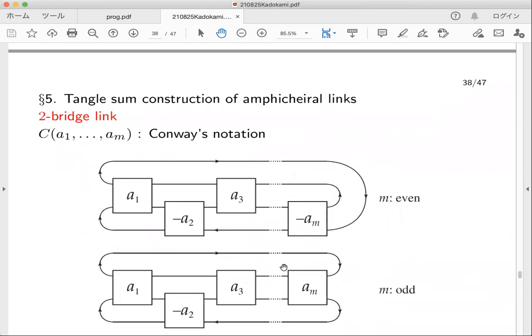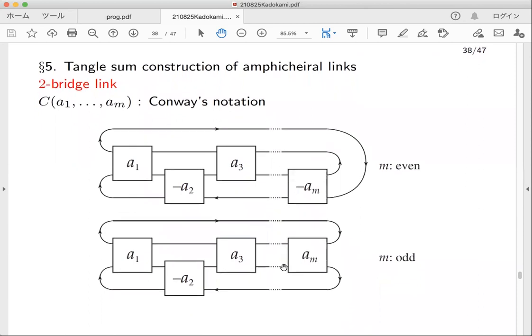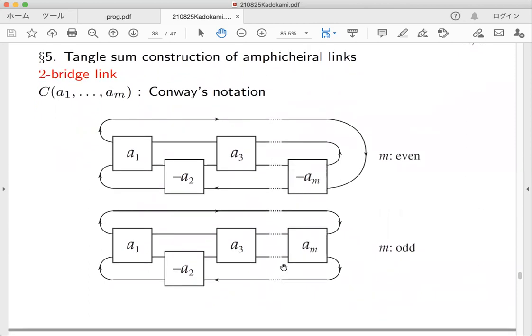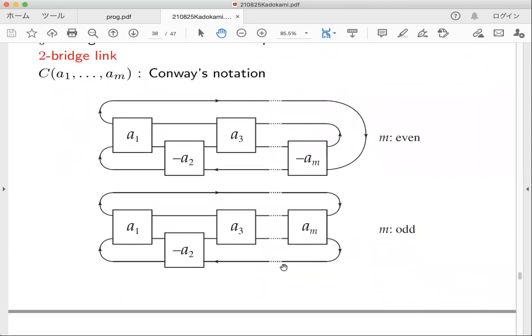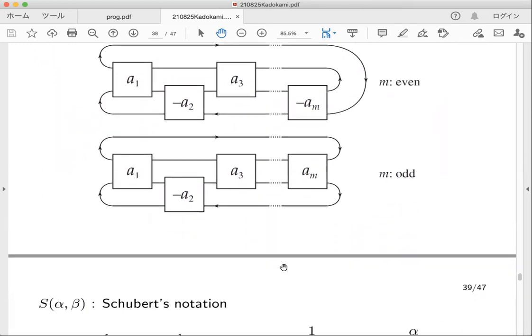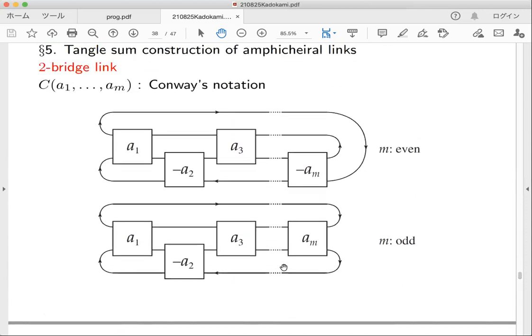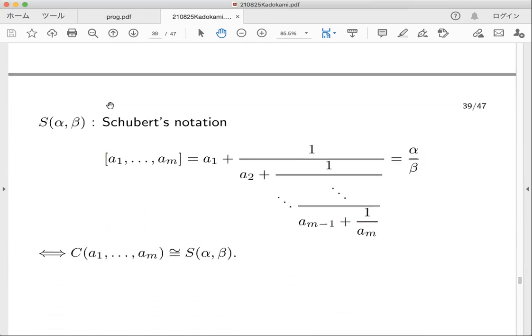Yes, this is the final part. For two-bridge links, yes, you all know Conway's notation. We denote it by this, and Schubert's notation.